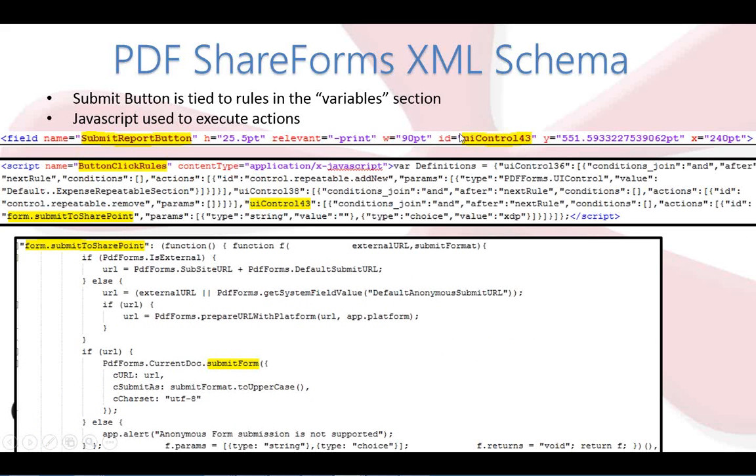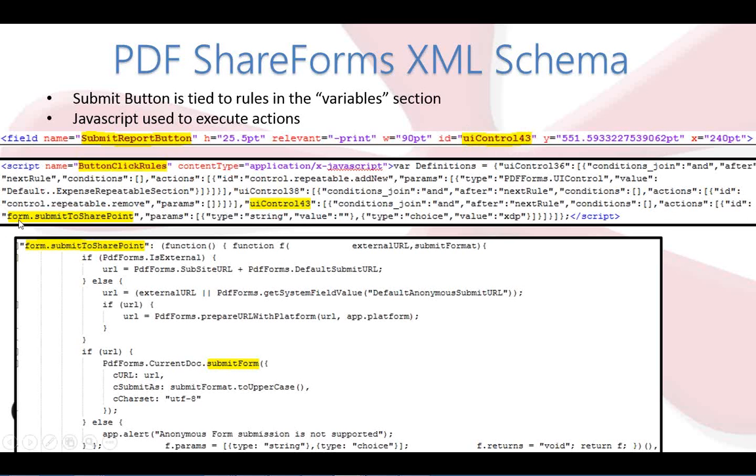This is given a control ID, and this is where these control IDs are really useful. Down here in the script section, there is a button click rules script, and this executes all of the different button click rules in the entire form. Here you'll see that very same control. So everything that follows this UI control 43 contains the information that's needed to execute that submit.